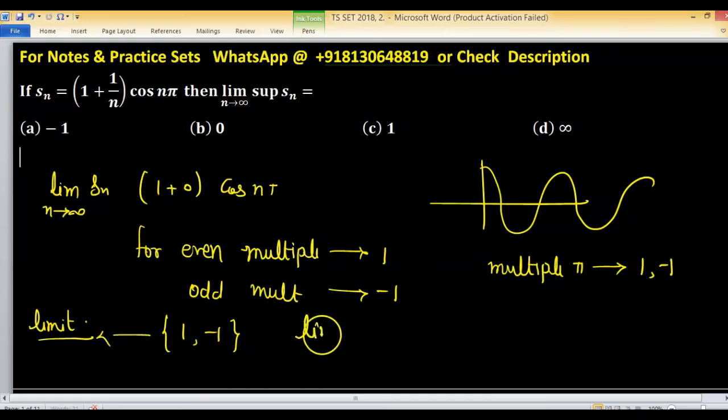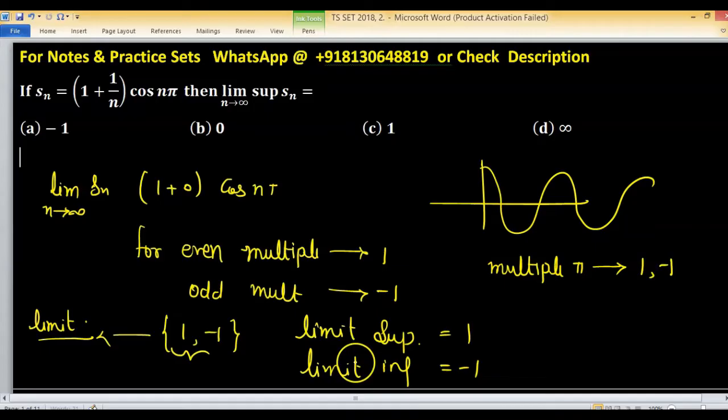Limit superior is the supremum of this set, which means 1, and limit inferior is minus 1. According to this, we have option C.